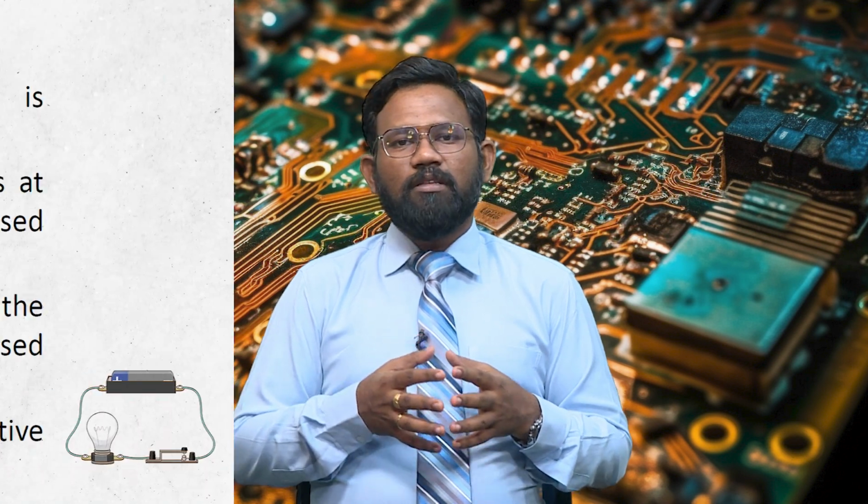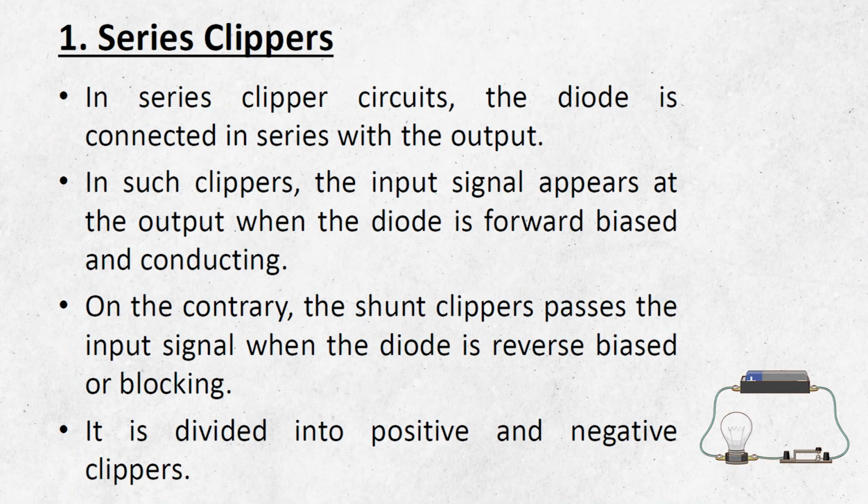First, let us start with the series clippers. Why is it called a series clipper? In series clipper circuits, the diode is connected in series with the output. That is why it is called a series clipper. In such clippers, the input signal appears at the output when the diode is forward biased and conducting. On the contrary, the shunt clippers pass the input signal when the diode is reverse biased or blocking.